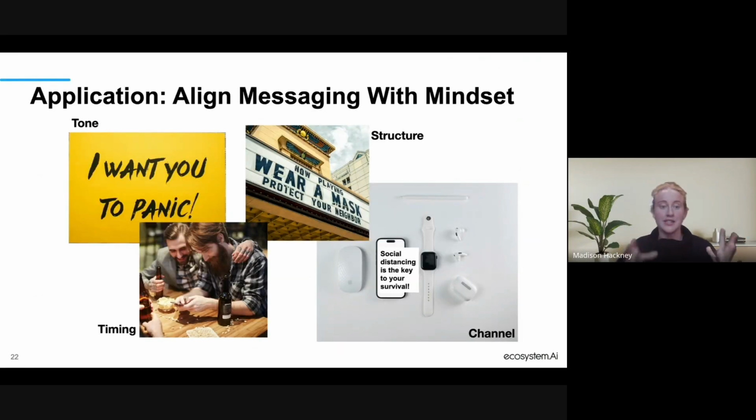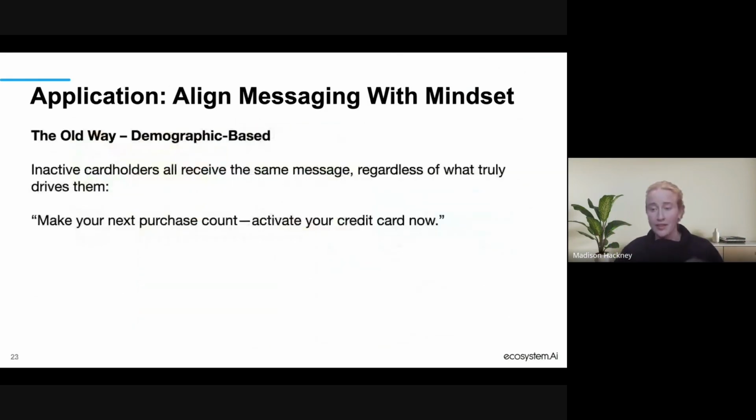Not all spend personalities respond to the same message. They respond differently and they value different aspects of a message. So when we look at the tone, the timing, the structure, and the channel, different personalities respond differently. So the old way, the old demographic-based way, inactive cardholders would all receive the same message regardless of what truly drives them. So the standard message could be, make your next purchase count, activate your credit card now. If you really want to prompt more action, you can add an exclamation mark or even a smiley face.